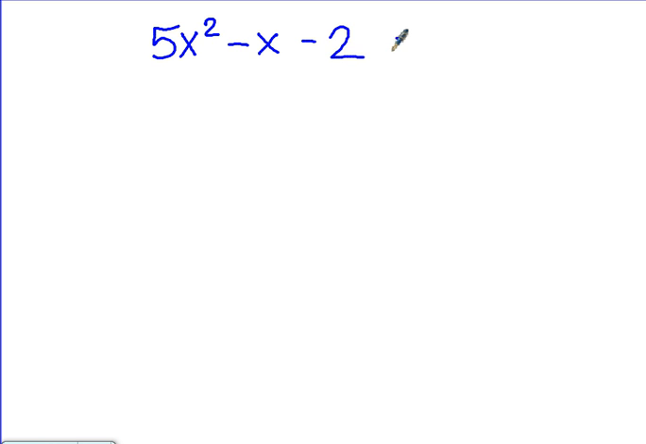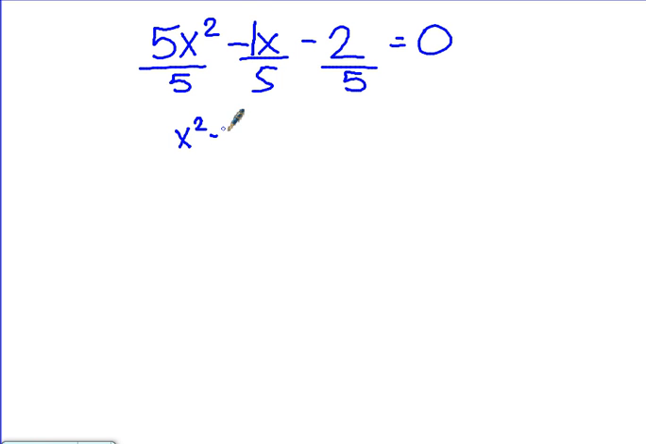All right, in this example, we have 5x² - x - 2 = 0. Again, all of our terms are in descending order. Our lead coefficient is not 1, so the very first step that we need to do is divide every term by that lead coefficient. So I'm going to divide every term by 5. Well, 5 divided by 5 is 1, so I have x². The coefficient originally in front of this x is an understood one, so it's going to be minus 1/5 x minus 2/5 equals 0. From that point, we're going to complete the square as normal.